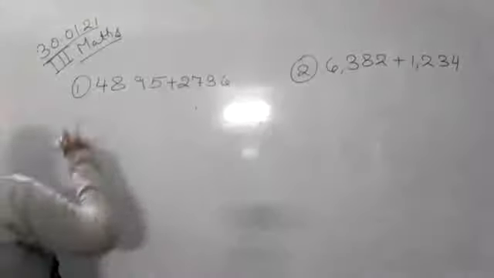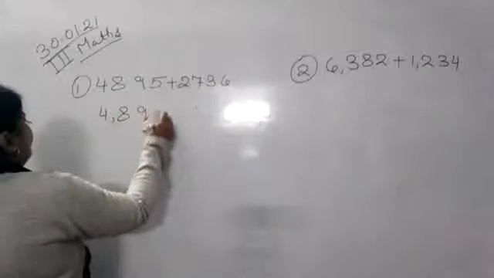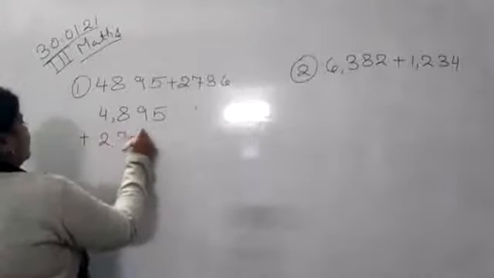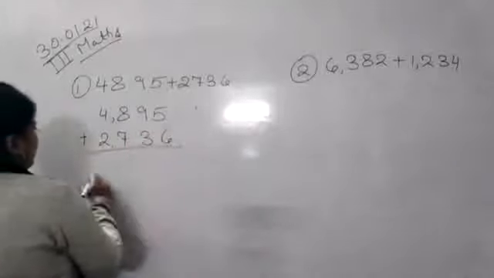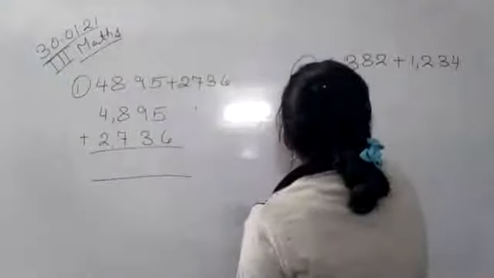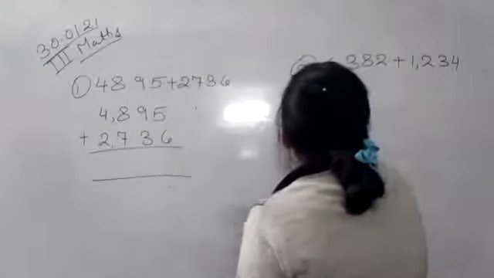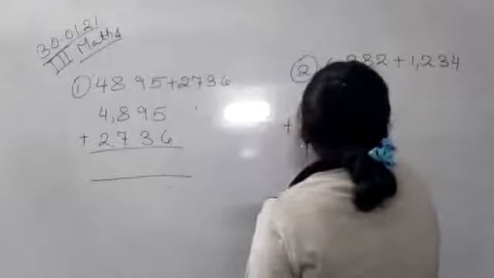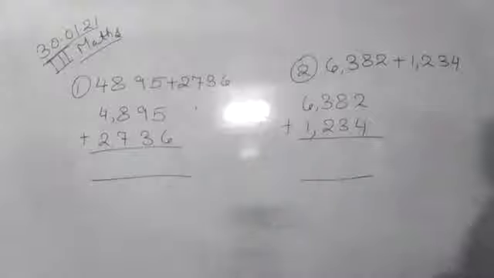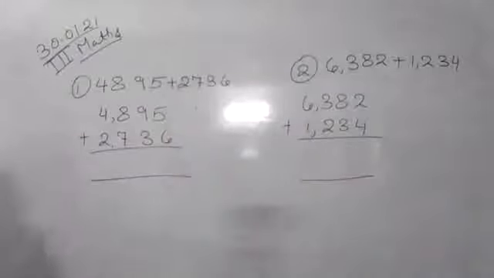Now, the question is 4895 plus 2736. Add karo. Then the next one is 6382 plus 1234. This is the second question. इन दोनों को आपने क्या करना है? You have to add these two numbers. Come on, do the addition.